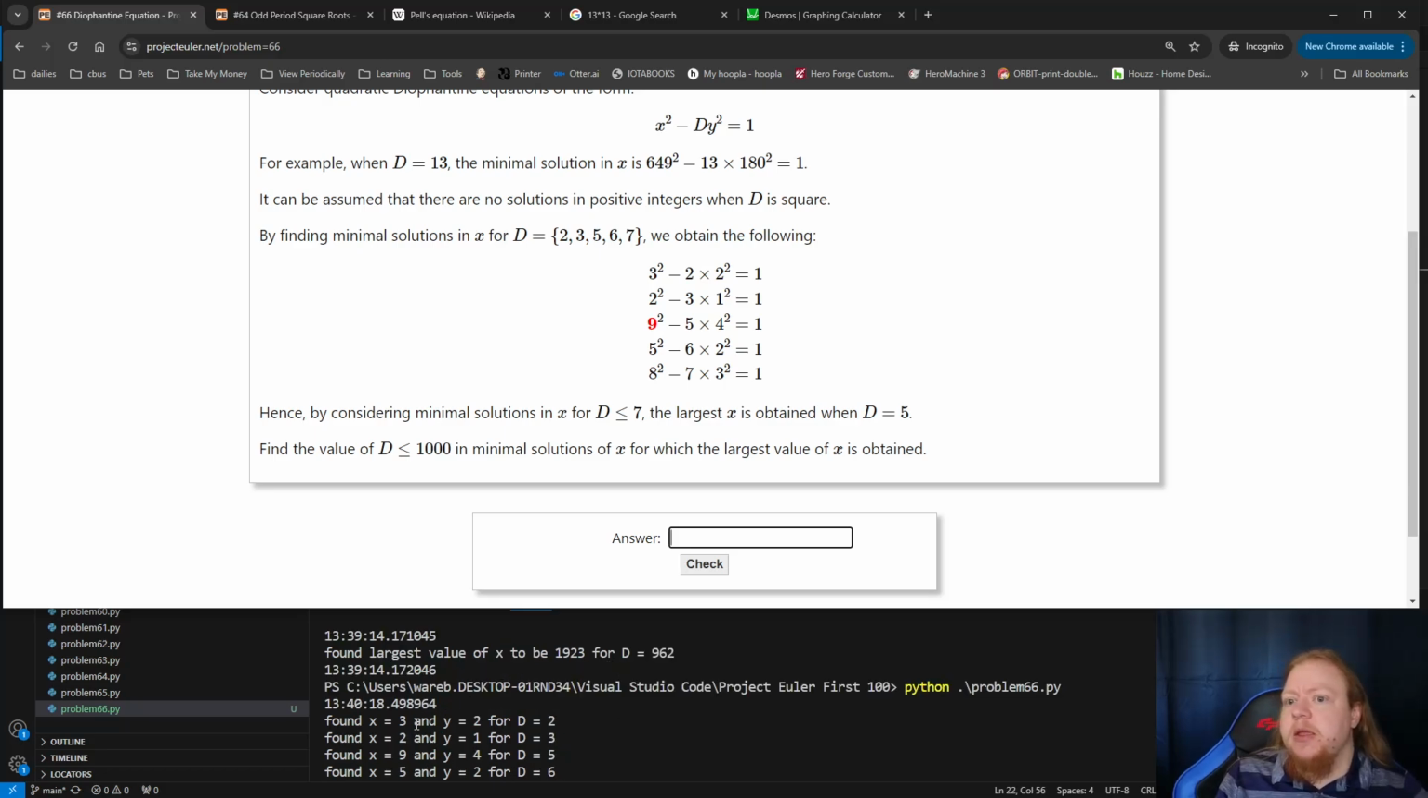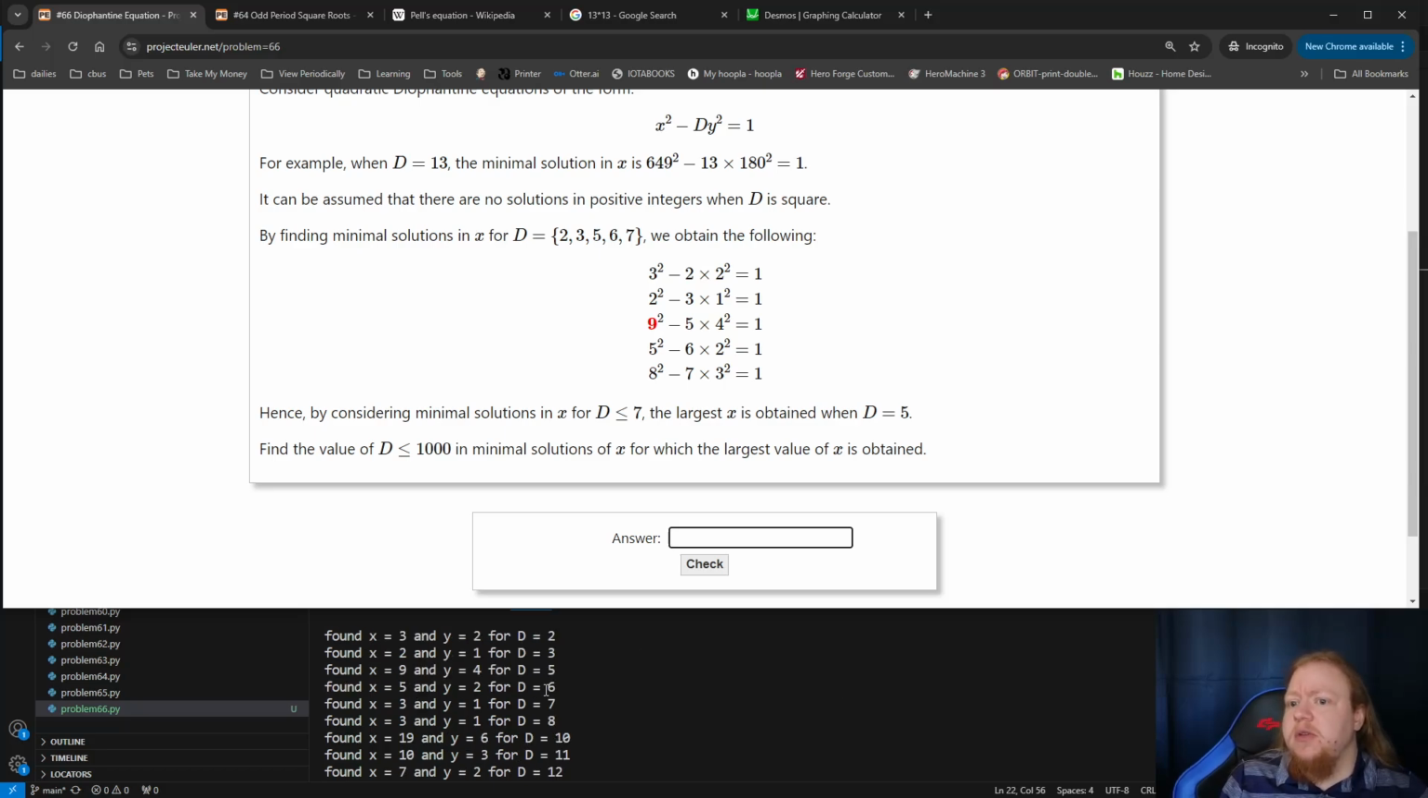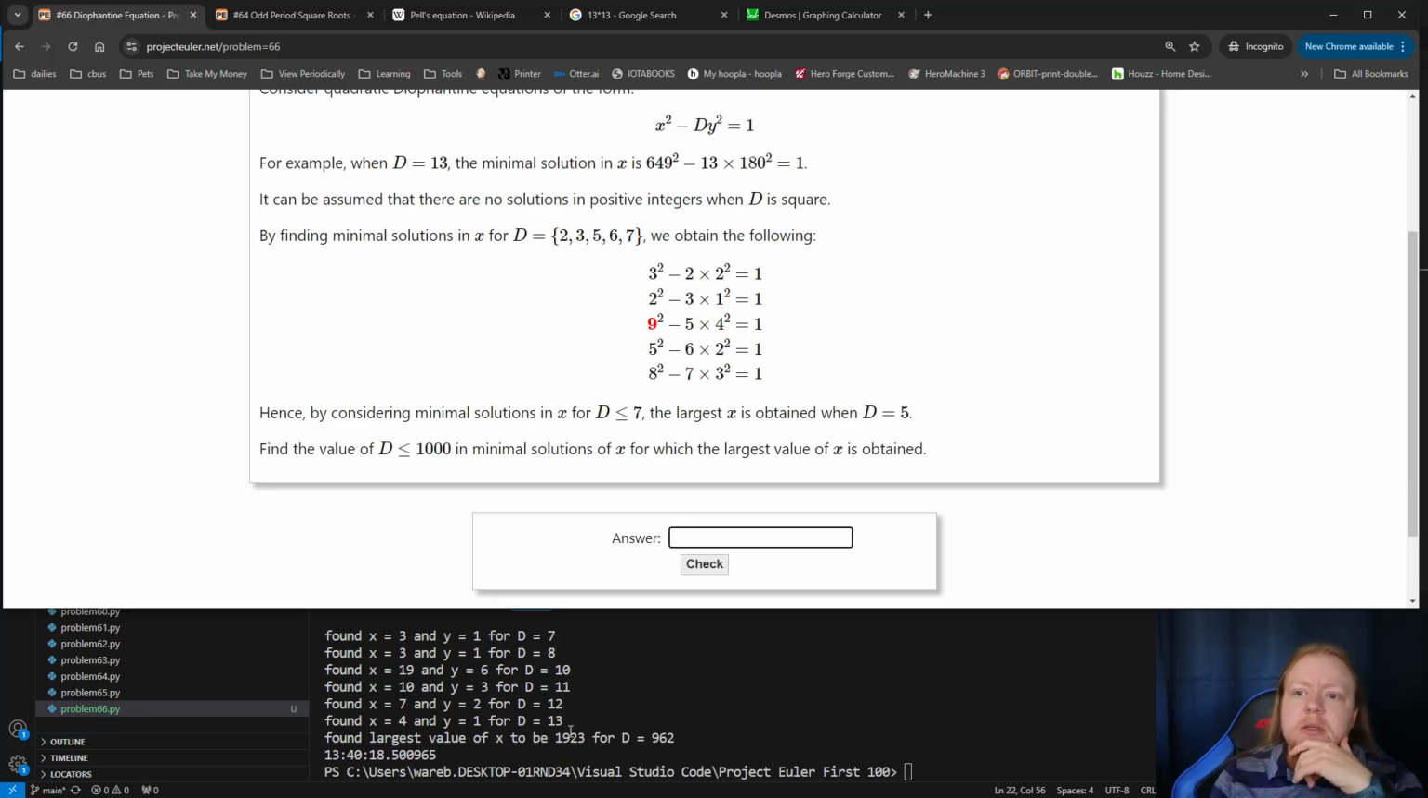Let's see where we went right. So the first one we got right. The second one, 2, 1, 3. 5 is 9 and 4. 5 and 2 for 6. And then for d equals 7, we ended up with 1 and 3 instead of 2 and 5, which is what it should have been. And then for 8, we don't actually know what it is.